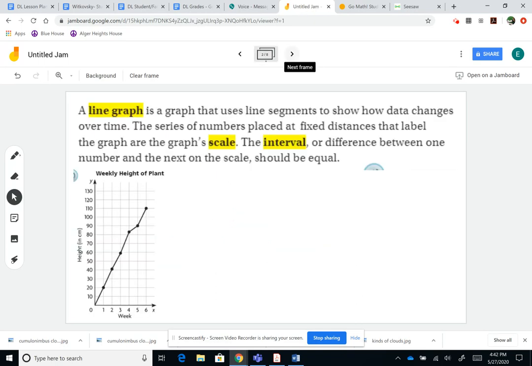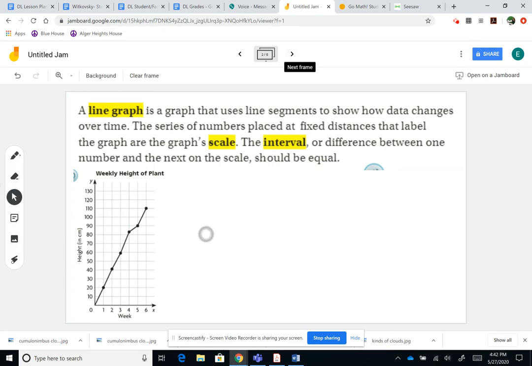All right, so a line graph is a graph that uses line segments to show how data changes over time. The series of numbers placed at a fixed distance that label the graph are the graph's scale. The interval, or the difference between one number and the next on the scale, should be equal. So let's talk about those.